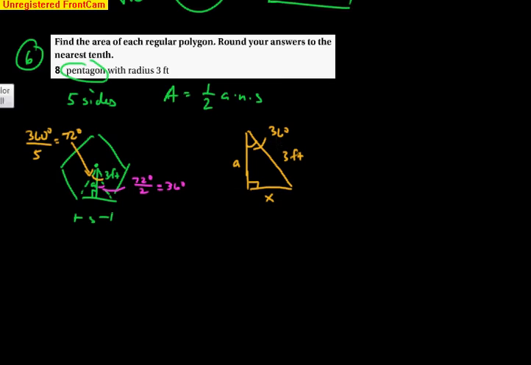This is a 36-degree angle. We use trig. From this 36-degree angle, x is the opposite, 3 feet is the hypotenuse, and a is the adjacent. The apothem is the adjacent. First, let's find the apothem using adjacent and hypotenuse, that is cosine. Cosine of 36 equals adjacent over hypotenuse. Multiply both sides by 3 and you will get your apothem. I would suggest you leave it to a couple decimals. 3 cosine of 36 is 2.427.